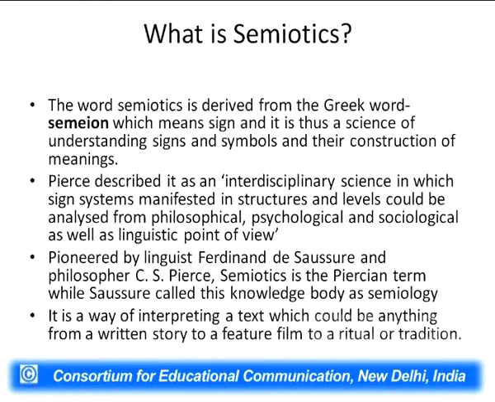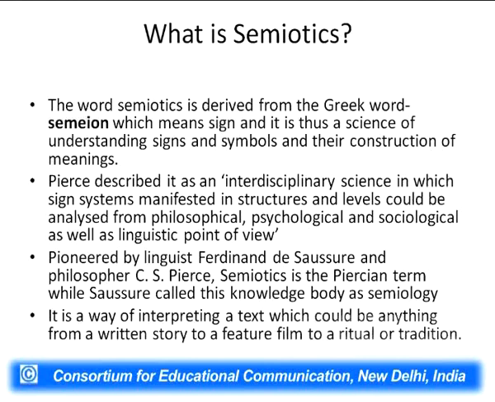C.S. Peirce, an American logician, described it as an interdisciplinary science in which sign systems manifested in structures and levels could be analyzed from philosophical, psychological, and sociological as well as linguistic points of view. C.S. Peirce presented his own idea of semiotics, which places semiotics as an interdisciplinary effort, as opposed to Ferdinand de Saussure, who was a Swiss linguist. Though he also hinted that semiotics is well beyond the linguistic field, because Saussure's work is drawn from linguistics. So the application of semiotics is beyond linguistics, which is agreed by Saussure, and also by C.S. Peirce.